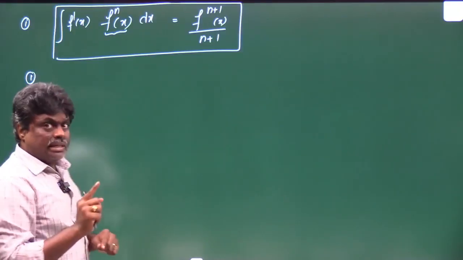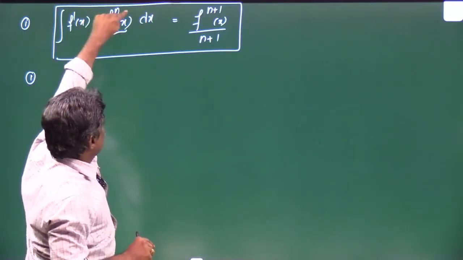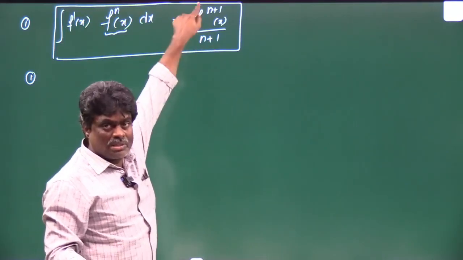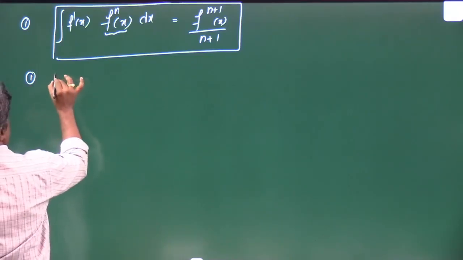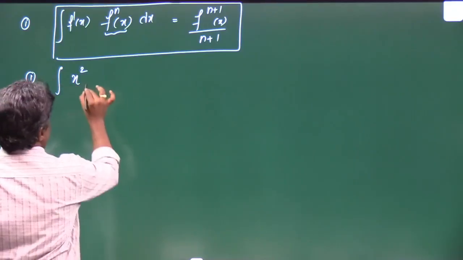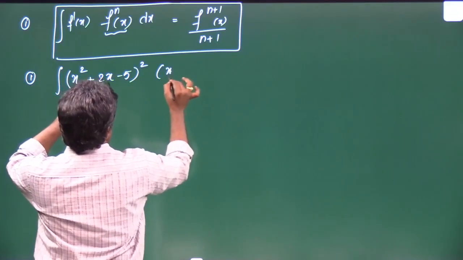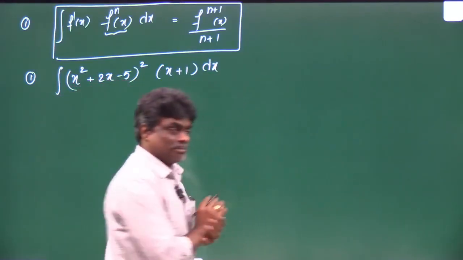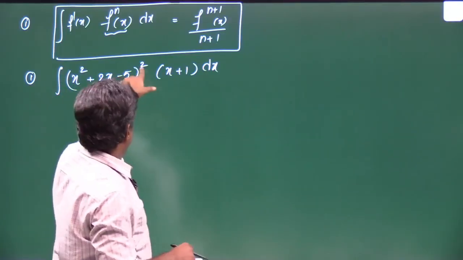So once again, the integral of f dash of x into f of x power n, some power n is there. So that's simply f power n plus 1 of x by n plus 1, that means a function power n plus 1 by n plus 1. Let us take something like this: earlier we have taken the integral of x square plus 2x minus 5 whole square into x plus 1 dx. This is what we have taken. Now listen please. Our rule is that some f of x whole power n can be there, no problem.